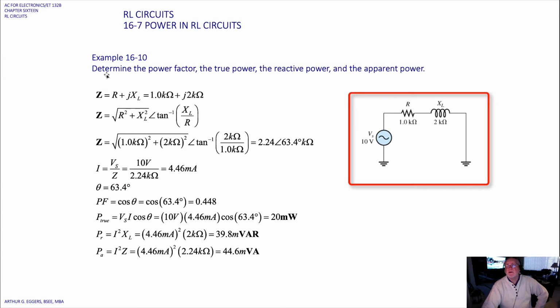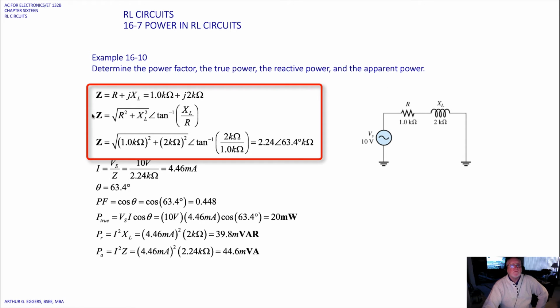So let's look at an example here. Determine the power factor, the true power, the reactive power, and the apparent power. So again, we've got a small series RL circuit. We've got both of our terms in ohms. We've got our reactive portion figured out. So we glean our values from the knowns. The impedance then is equal to 1K plus j2K. We make our conversion into polar, and we end up with Z in polar form, 2.24 at an angle of 63.4 degrees, in K ohms.